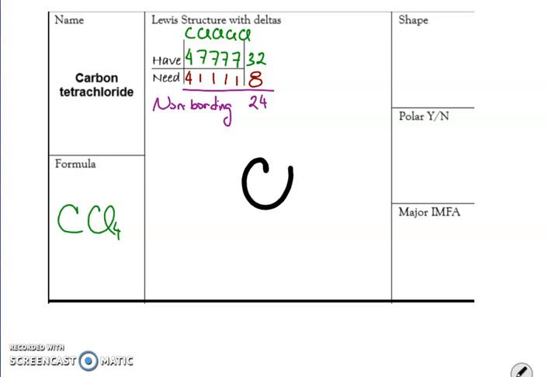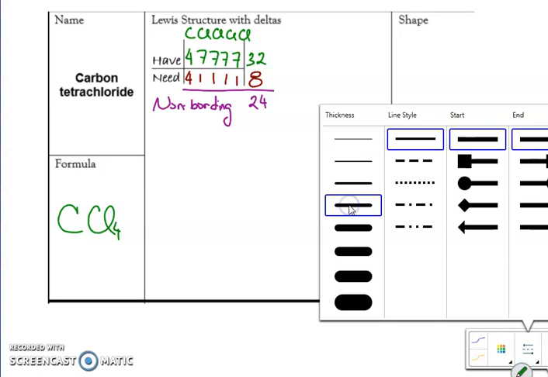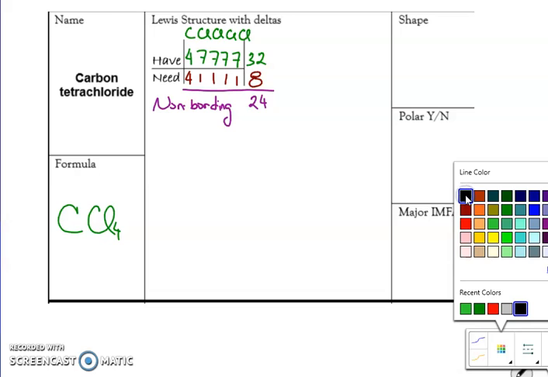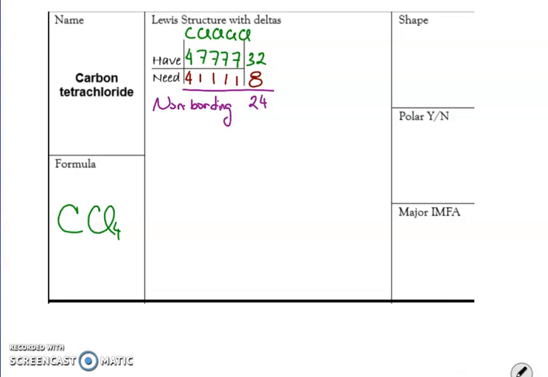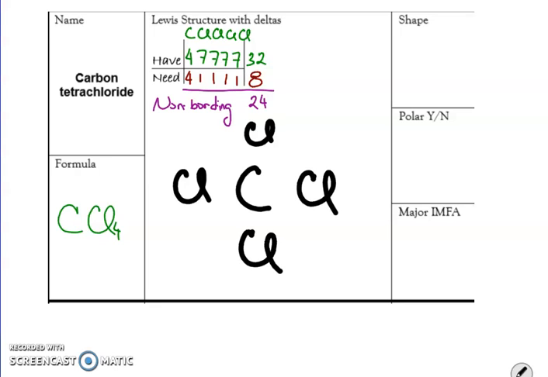Oop, hang on. Carbon's going to be in the center. I just messed up my pen. Hang on a second. All right, so carbon's going to be in the center. All right, and now we're going to have 4 chlorines around it. So I'm going to put a chlorine over here, chlorine up here, chlorine over here, and chlorine over here.